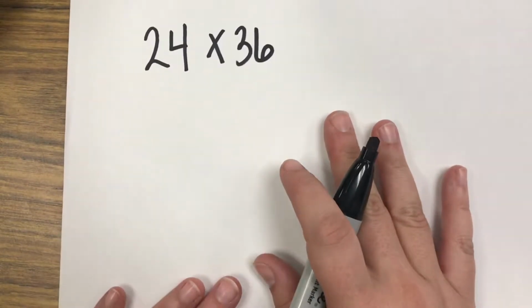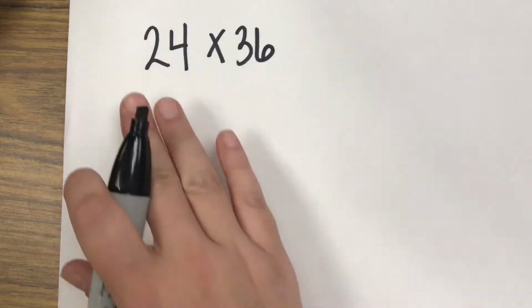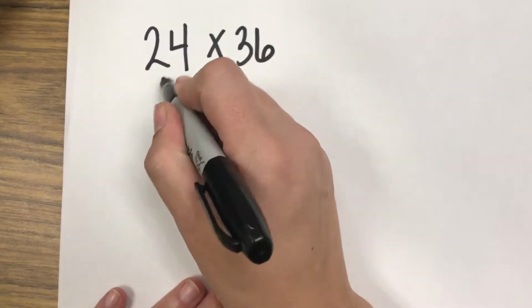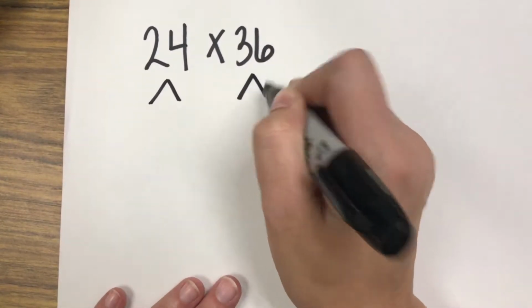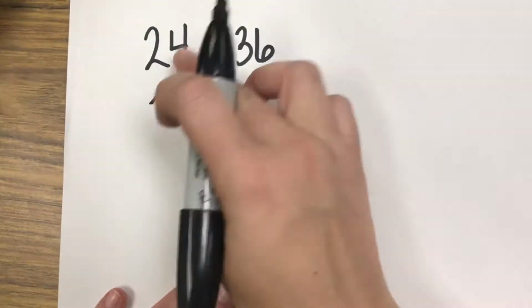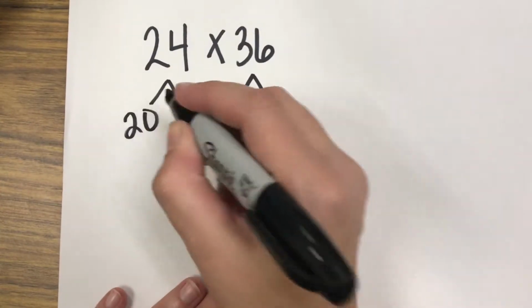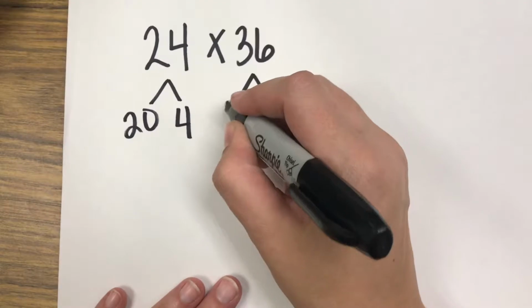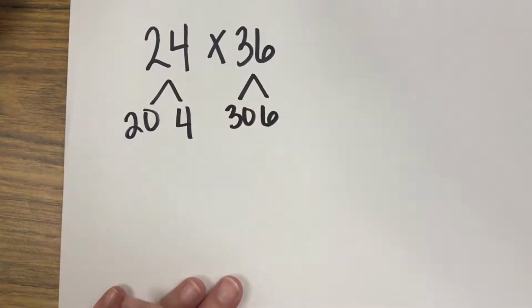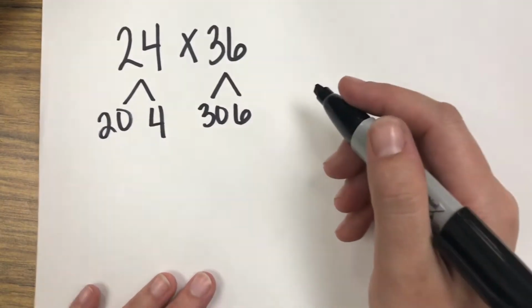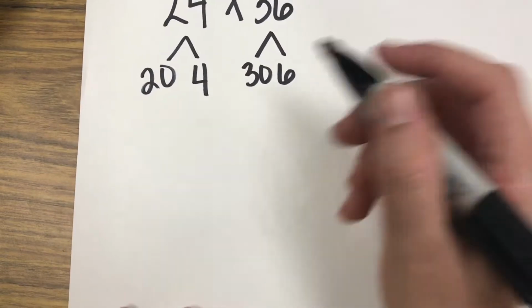I'm about to show you how to do a double digit times a double digit using the place value method. All right, so first we analyze our problem, and we break each digit down into its individuals. We have tens and ones, 20 and 4, and then here we have 30 and 6. We have those broken down because we are going to label our rectangle with these numbers.